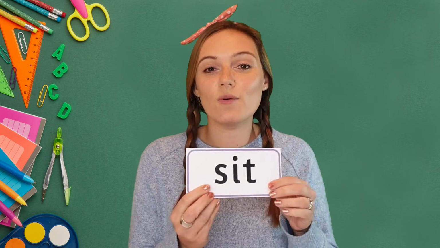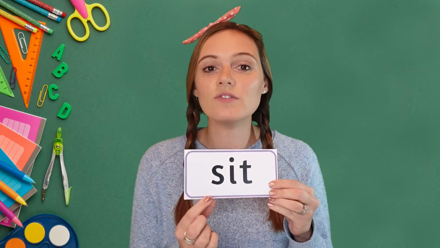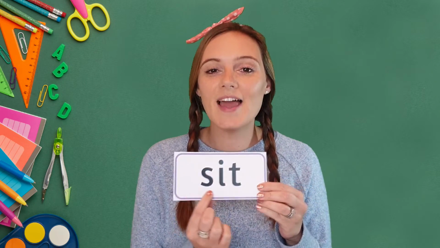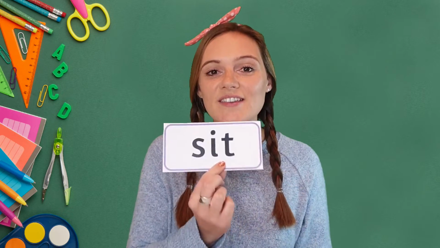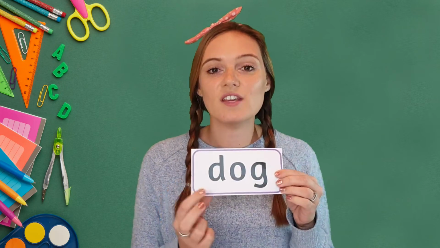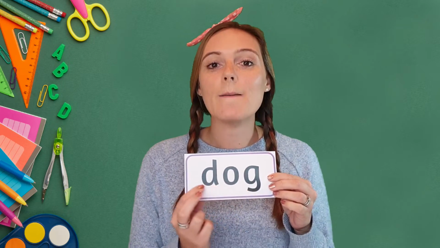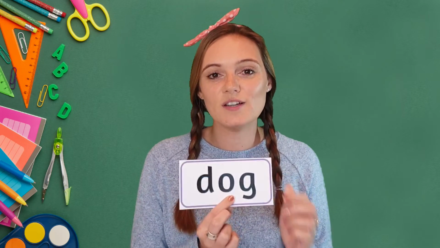Blending is when you combine the sounds together to make a word. So, for example, in the word sit, the sounds s, i, t blend together to make the word sit. And in the word dog, the sounds d, o, g blend together to make the word dog.